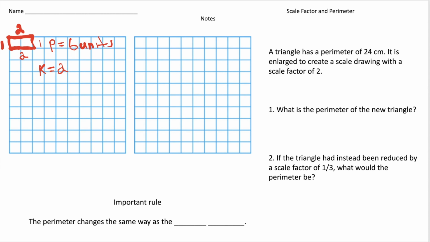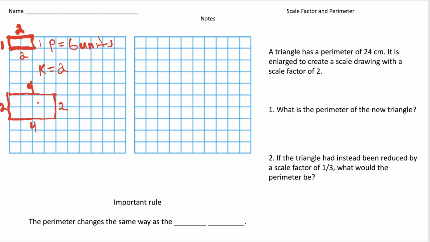So this 2 is going to turn into a 4. So I'm going to go this way, 4. So 1, 2, 3, and 4. And this 1 is going to turn into a 2. So I'm going to go down 2. So 1 and 2. Then going back this way, 4, and up 2, like that. So again, it's going to be 4 and 2 and 4 and 2.